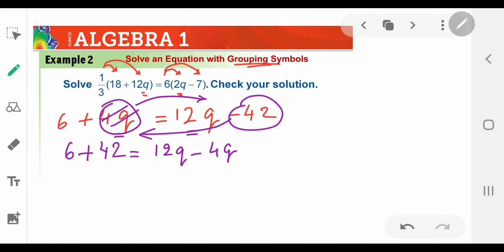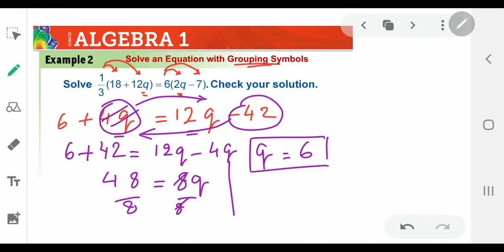So by dragging the 4Q to the right-hand side, 12Q minus 4Q is 8Q, and by dragging the negative 42 to the left-hand side, it is 6 plus 42, which is 48. Now to get rid of the 8, divide by 8, and Q would be totally isolated. 48 divided by 8 is 6. And now I got the value of Q.